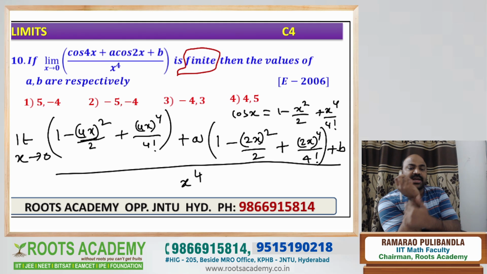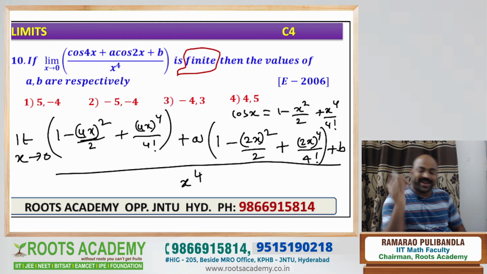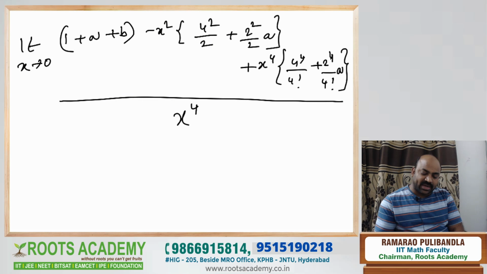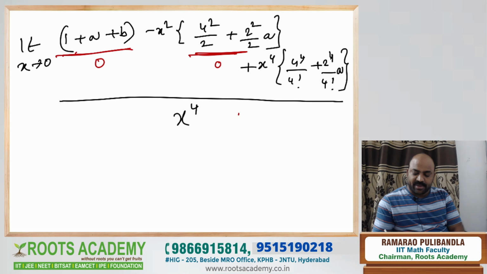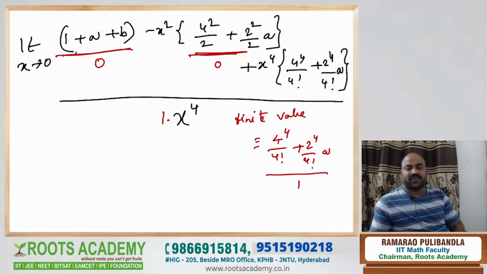The limit is finite means my numerator and denominator degree should be the same. So other than the fourth degree, the remaining power coefficients should become 0. So this is 0 and this is 0, and the finite limiting value is nothing but a naught by b naught. So what is a naught by b naught? 4 power 4 by 4 factorial plus 2 power 4 by 4 factorial into a, by 1. That is the finite limit.